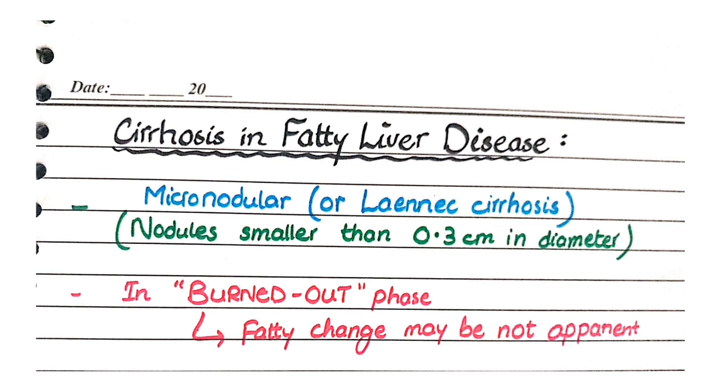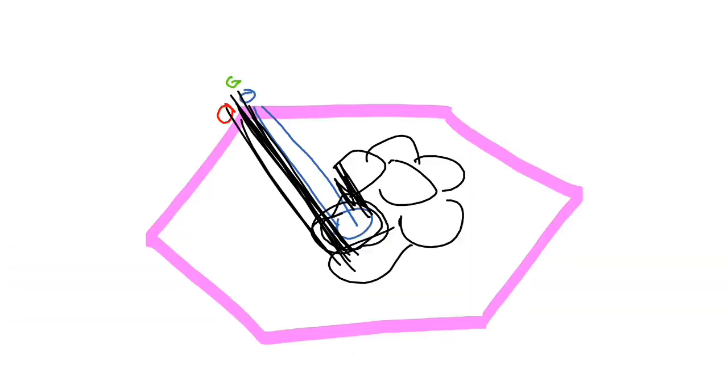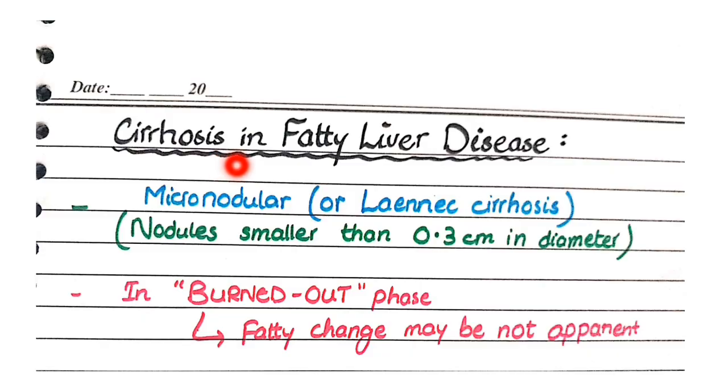You know that the ultimate end product of every liver injury is cirrhosis. So this steatofibrosis also progresses to cirrhosis, and we have already discussed the morphological features of cirrhosis in a separate video. But here there are a few points that are specific to fatty liver disease. So how does the cirrhosis appear in fatty liver disease? The cirrhosis in fatty liver disease is micronodular. Micronodular cirrhosis means that the nodules of regenerating hepatocytes in cirrhosis are smaller than 0.3 cm in diameter or smaller than 3 mm. This is known as micronodular cirrhosis, also known as Laennec cirrhosis.